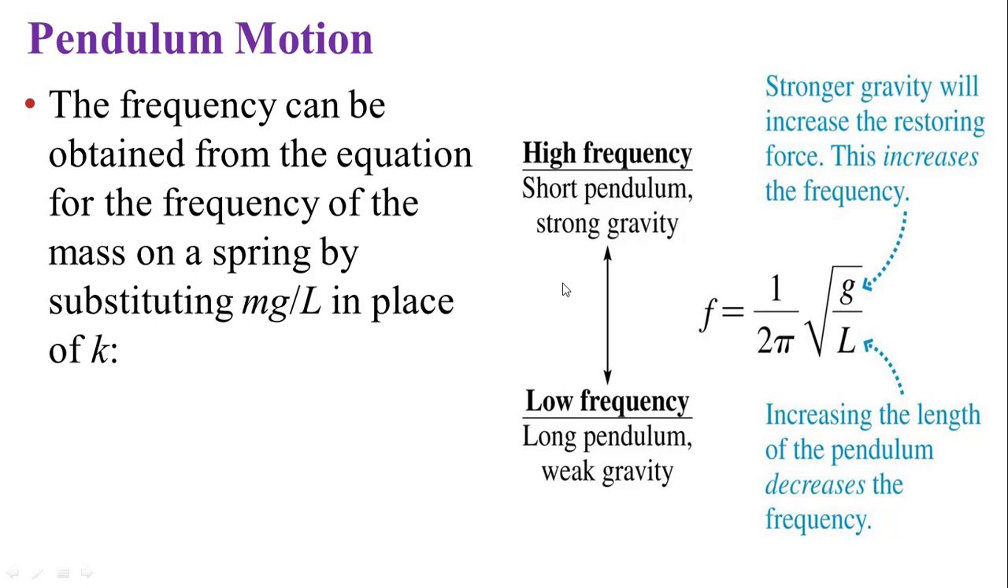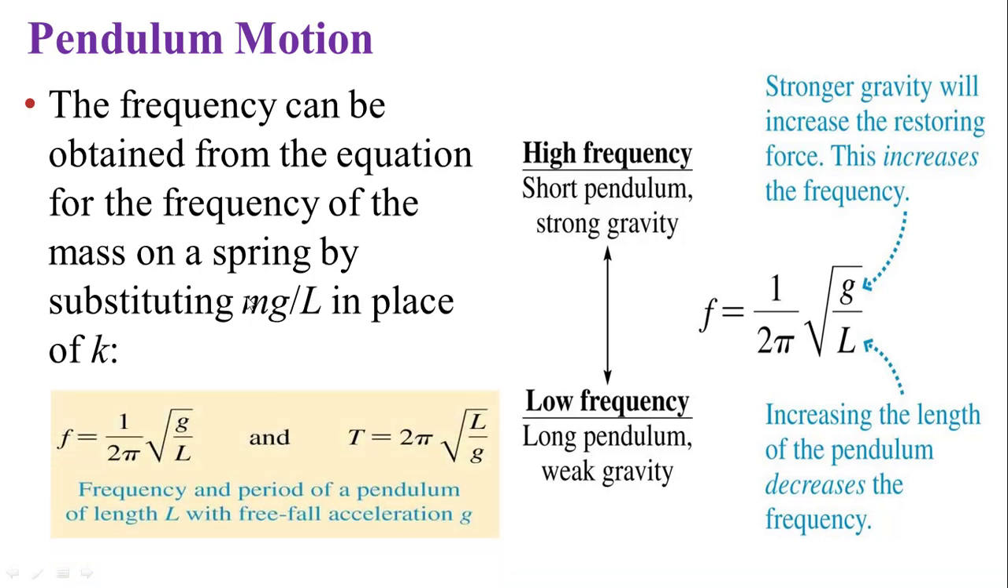Here, substitute the value mg over L in the place of k. Then we have f is equal to 1 upon 2 pi square root of g over L, and T is equal to 2 pi square root of L over g. This gives the time period and the frequency of the simple pendulum. So the frequency and period of a simple pendulum depend on the length L and the free fall acceleration g.